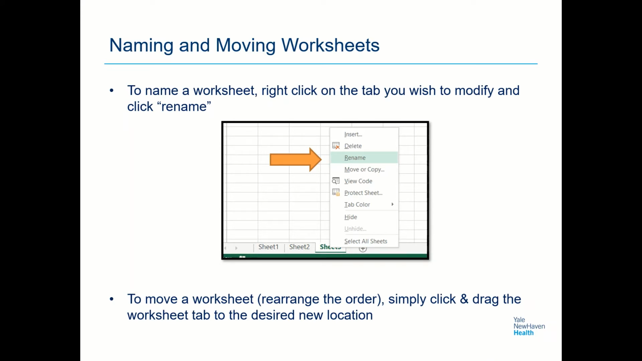Naming and moving worksheets. To name a worksheet, right click on the tab you wish to modify and rename it. So again, all these worksheet tabs that are at the bottom of your workbook, where it says Sheet 1, Sheet 2, Sheet 3, and so on, you could rename them. Let's say you had information by the month.